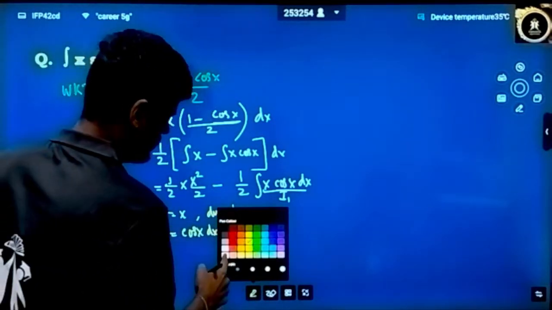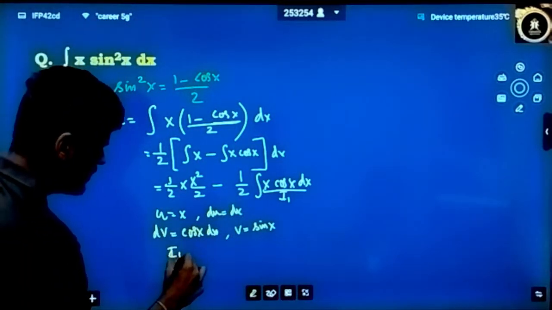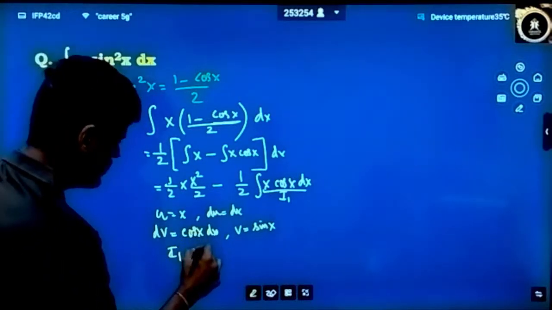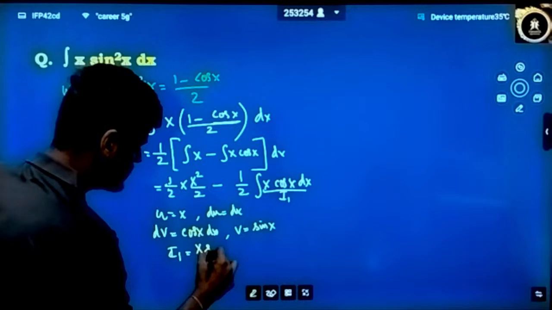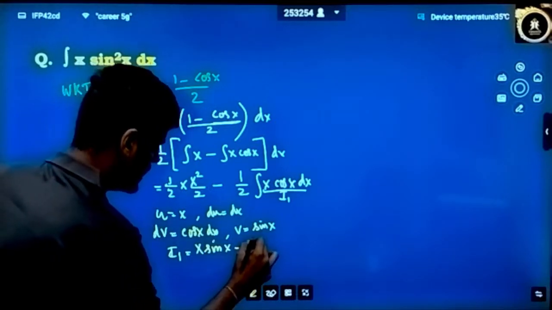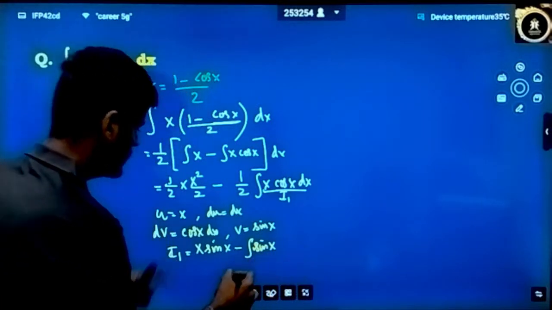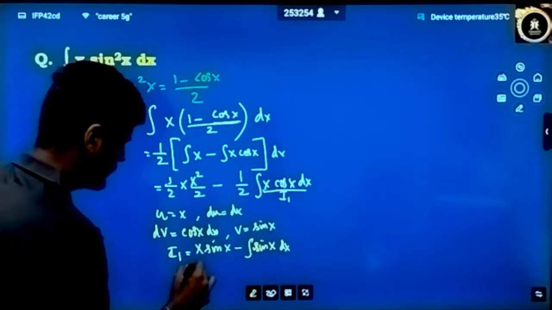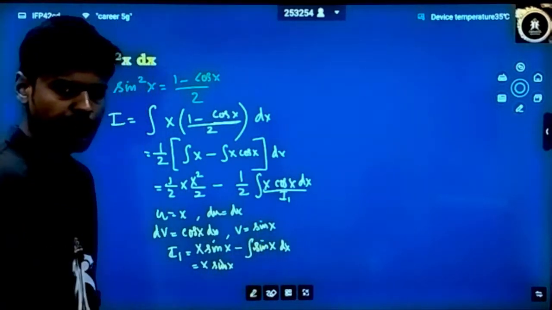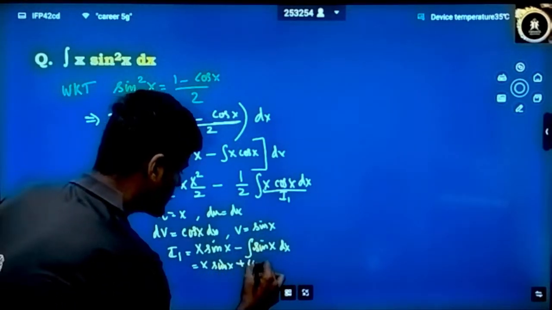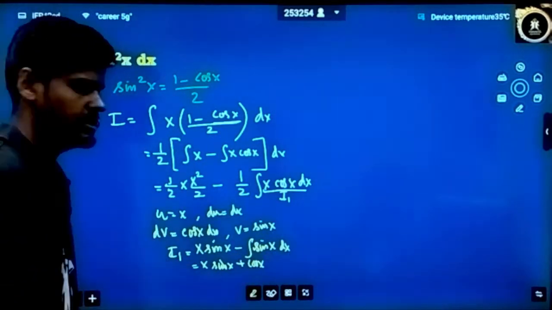Next, what we need to do? Find I1. I1 is equal to u into v, that is x into sin x, minus the integral of v, that is sin x, into du, that is dx. That is equal to x into sin x, the integral of sin is minus cos, so we will get plus cos x. We can add the constant here, or we can also add the constant finally.